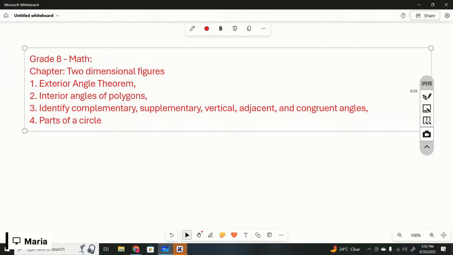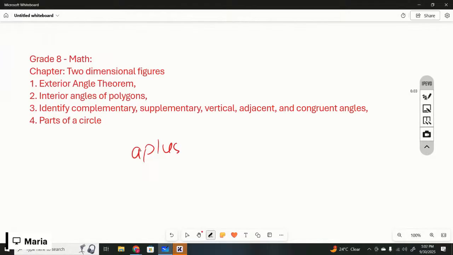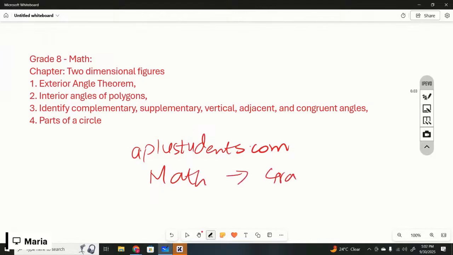You can find all the lessons on aplusstudents.com. You have to log in there using your email address, and the password is provided by the administrator. Then you have to select math from the subject tab. Scroll down to grade 8 math and then click on view all lessons.